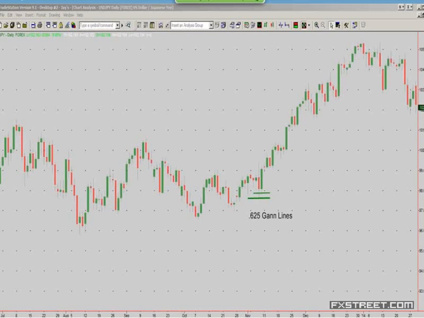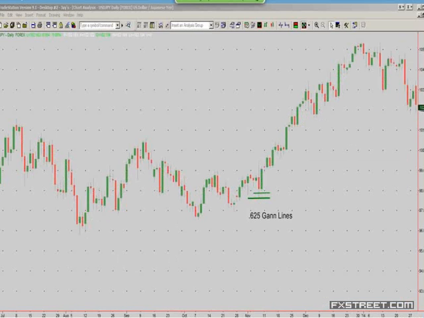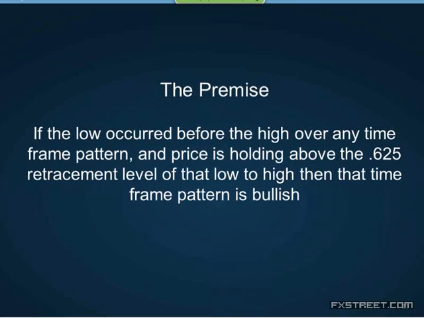So here's how we do this. Here I'll go back. You see that the 10-day pattern was bullish and the 25-day pattern, they were both up. So I'm going to show you how we do that. We're going to take the big red candle there. On that day the big red candle came down. We're going to count back 10 days. Here, let me first give you the premise on this. Here's the premise. If the low occurred before the high over any time frame pattern and price is holding above that 625 retracement level of that low to high, then that time frame pattern is bullish, okay?